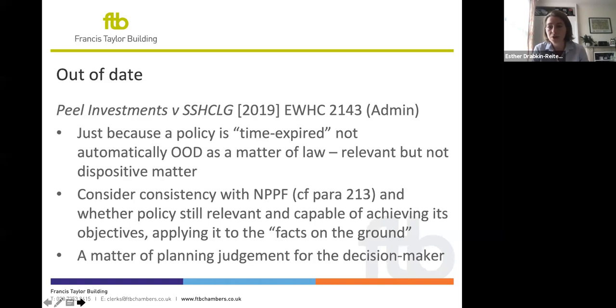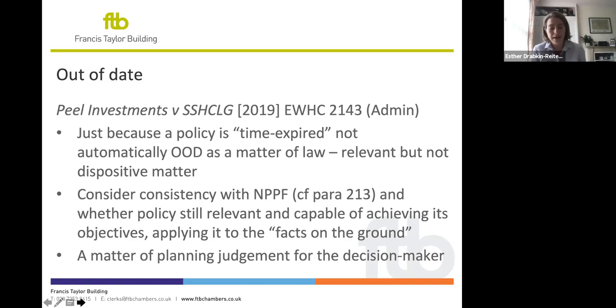applying paragraph 213 of the NPPF, which explains that where you have policies which came into force before the NPPF, then the weight to be given to them must be assessed in terms of their consistency with the NPPF. And you also have to consider whether the policy is still relevant and capable of achieving its objectives, applying it to the facts on the ground.